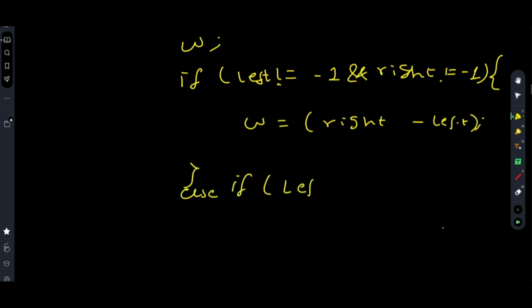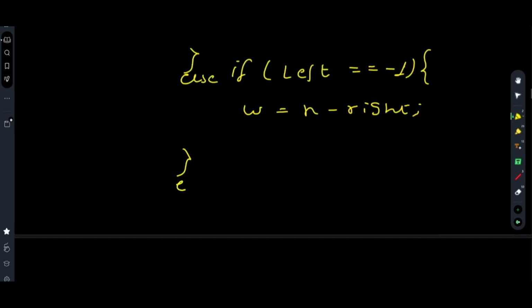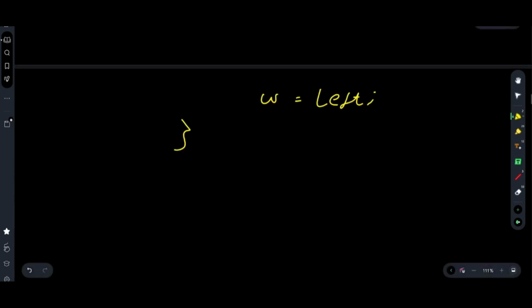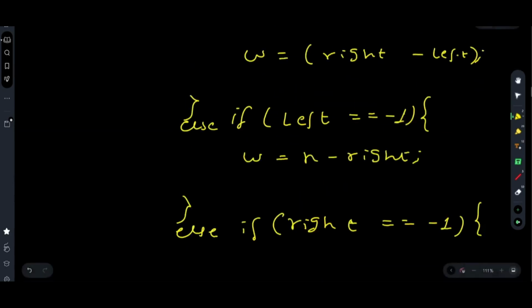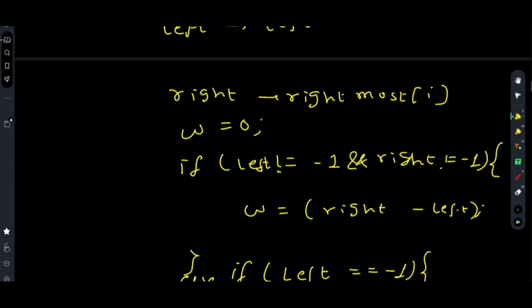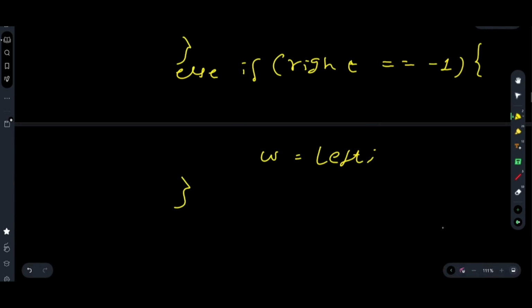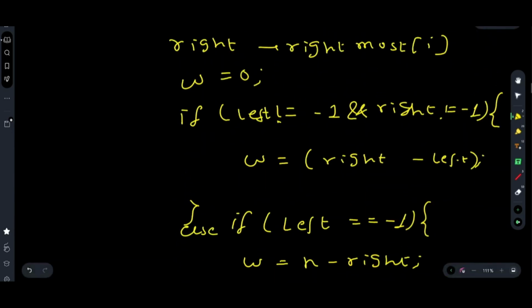Else if left equals minus 1, weight will be counted from the right side, so weight will be equal to n minus right. Else if right becomes minus 1, weight will be left. There will be one among these conditions, and if that doesn't exist, you can consider it as 0, because one of them will exist. But if it is the maximum element, you have to keep this condition. There will be nothing on the left, nothing on the right.